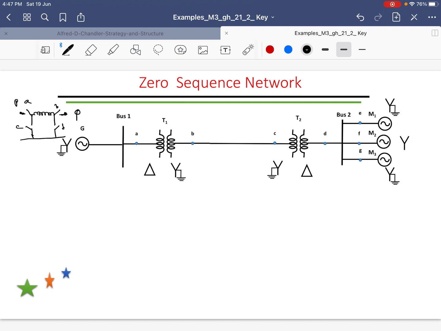But one thing is that while drawing the zero sequence network, draw the reference line first. First draw the reference line.